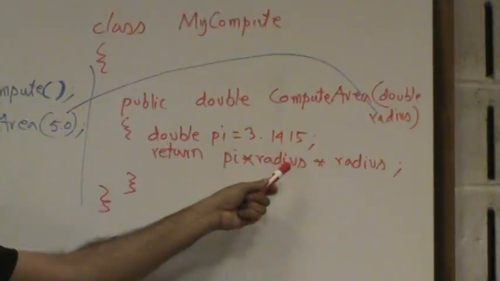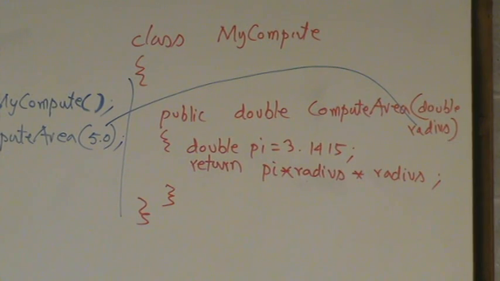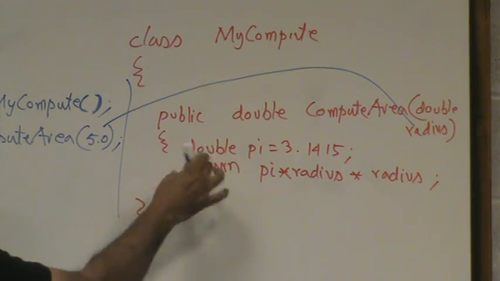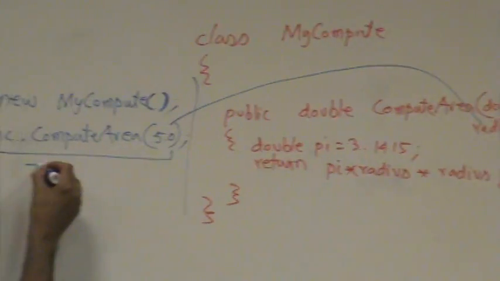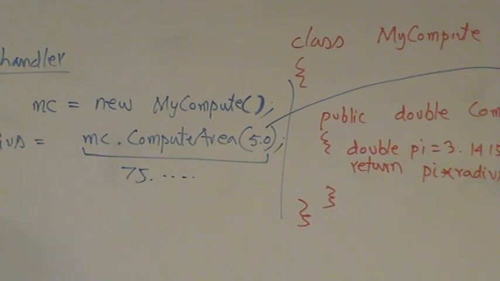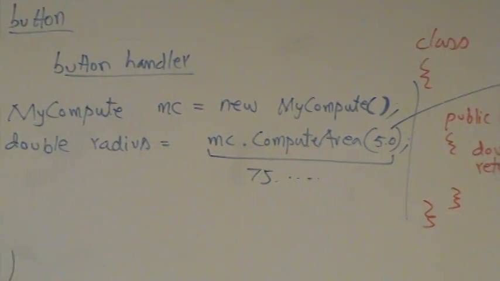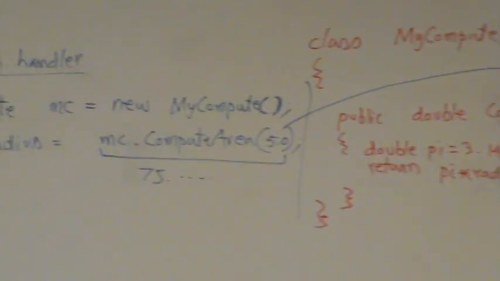Pi times radius, so 3.14 times 5 times 5, 25 times 3, whatever, 76 point something or 75 point something. So whatever that answer comes, as soon as this return comes, this will be replaced by whatever that number is. Okay? And then that number will get stored over here. Everybody agrees? Yes. So how many lines of code we needed to call this function? 2 lines of code, right?